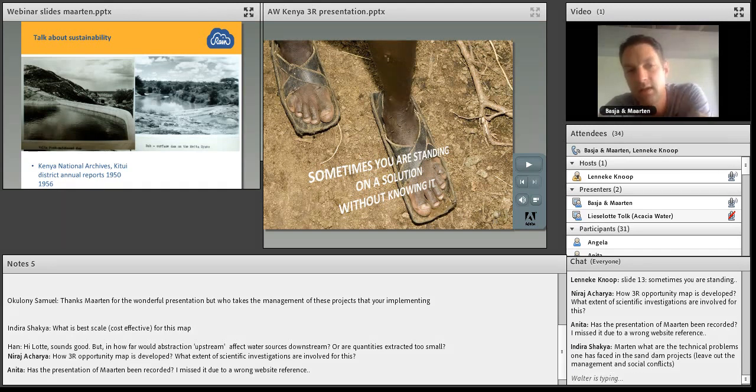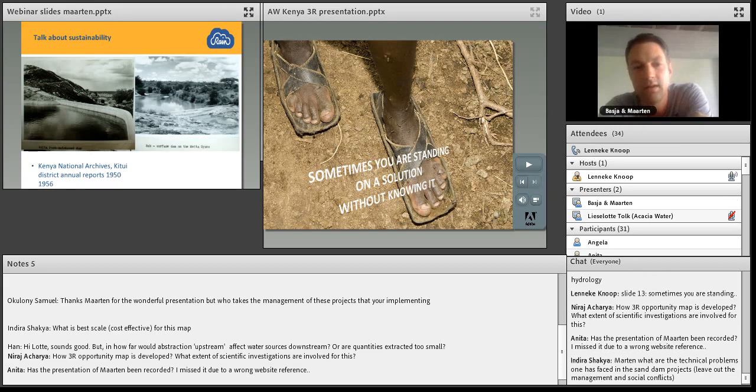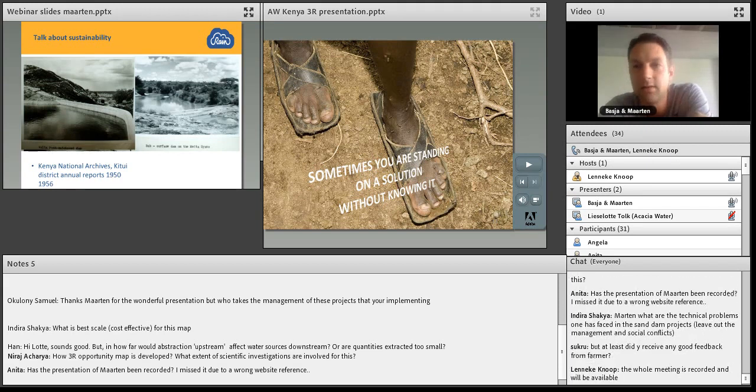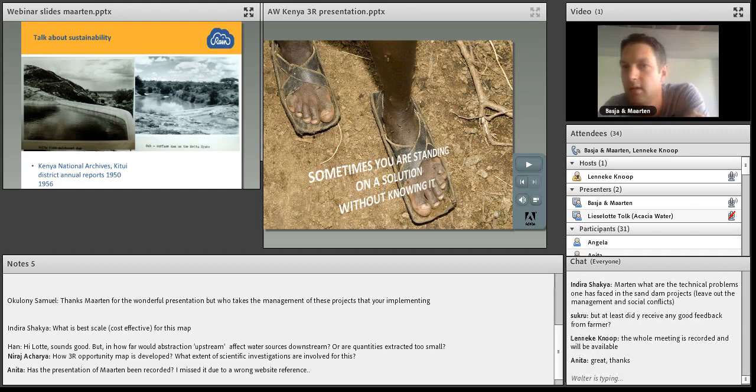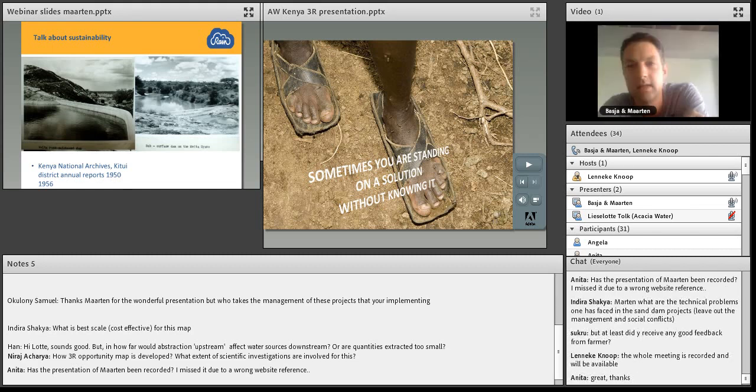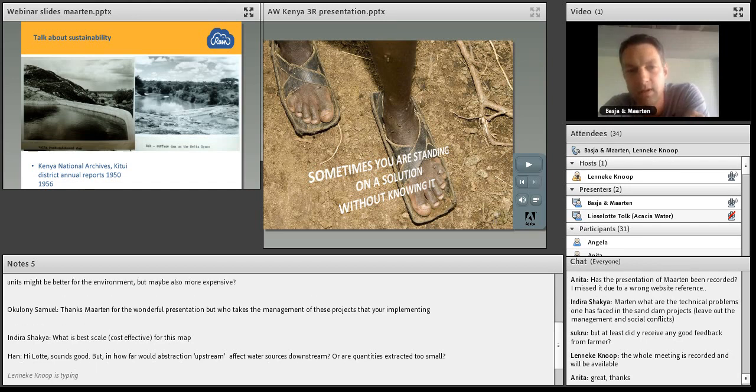I'm really hoping that at some stage we can get a research grant somehow, or we can get a research project going which doesn't last just a few months, but lasts maybe 5 years or even longer. Sand dams are quite tricky.